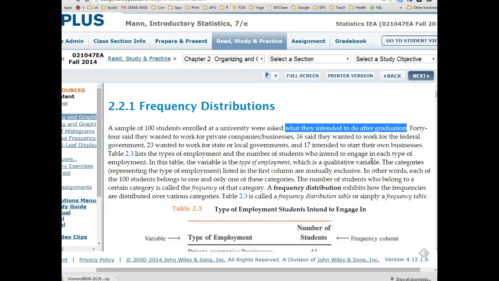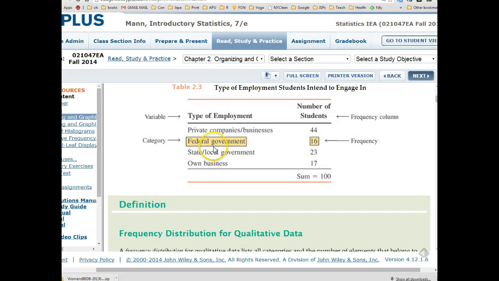Okay, so age is a variable, status is a variable. Status, I'm not sure whether it's numeric or not, but age I'm sure is numeric. But this is also a variable, but it's definitely not numeric, right? So what they intended to do after graduation, it's still a variable though, right? So we've got some answers.